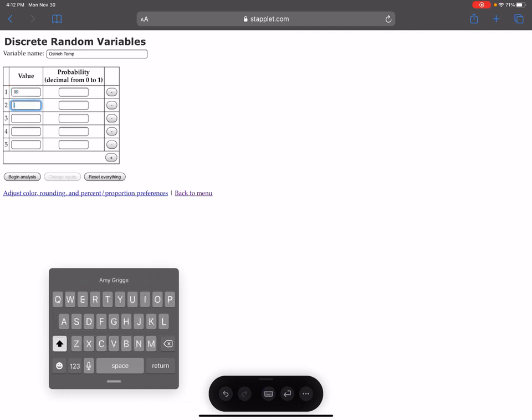So we've got 99, 100, 101, 102, and 103. Hopefully you figured out how to type things into Staplet by now. I know it's really exciting, so you're welcome.